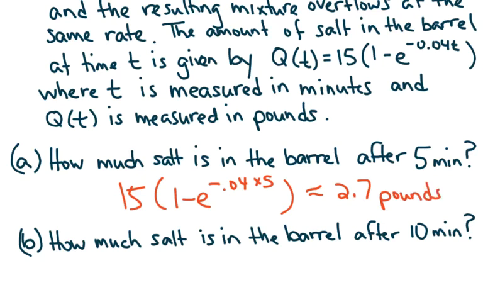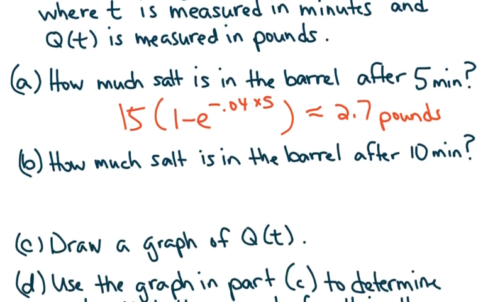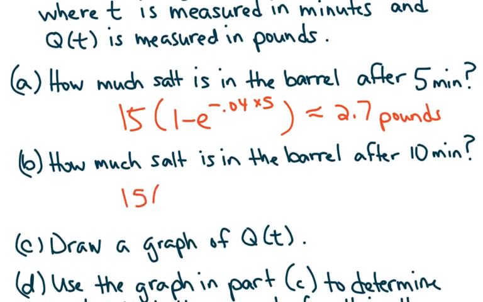Now we want to find out how much salt is in the barrel after 10 minutes. So we're going to do 15 times (1 minus e to the negative 0.04 times 10). We're going to get approximately 4.9 pounds.